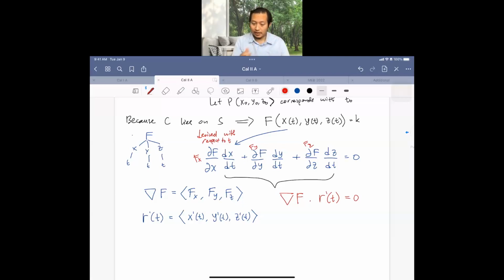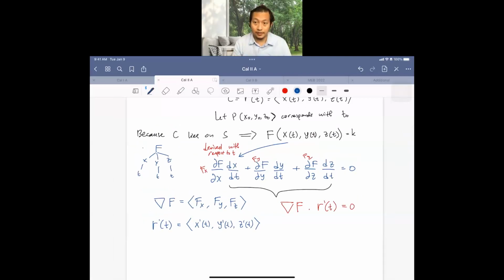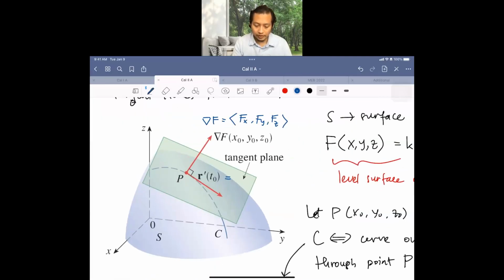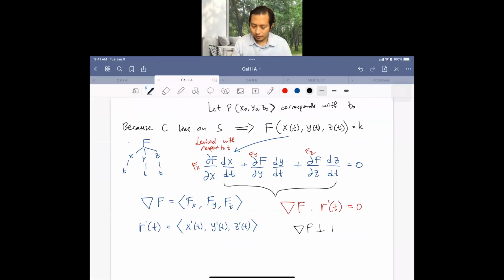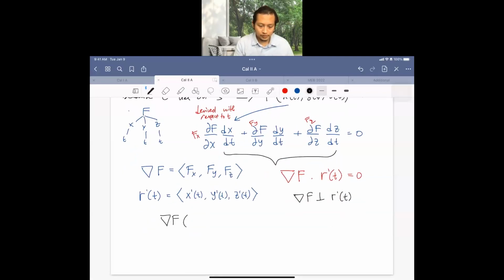Okay, and if you look at how we define this in the graph, the gradient vector is orthogonal to the r prime. So let me write that this is orthogonal to the r prime. We will have the gradient vector at the particular point (x0, y0, z0) dot with the r prime of t0, and this results in 0. This is the first connection.